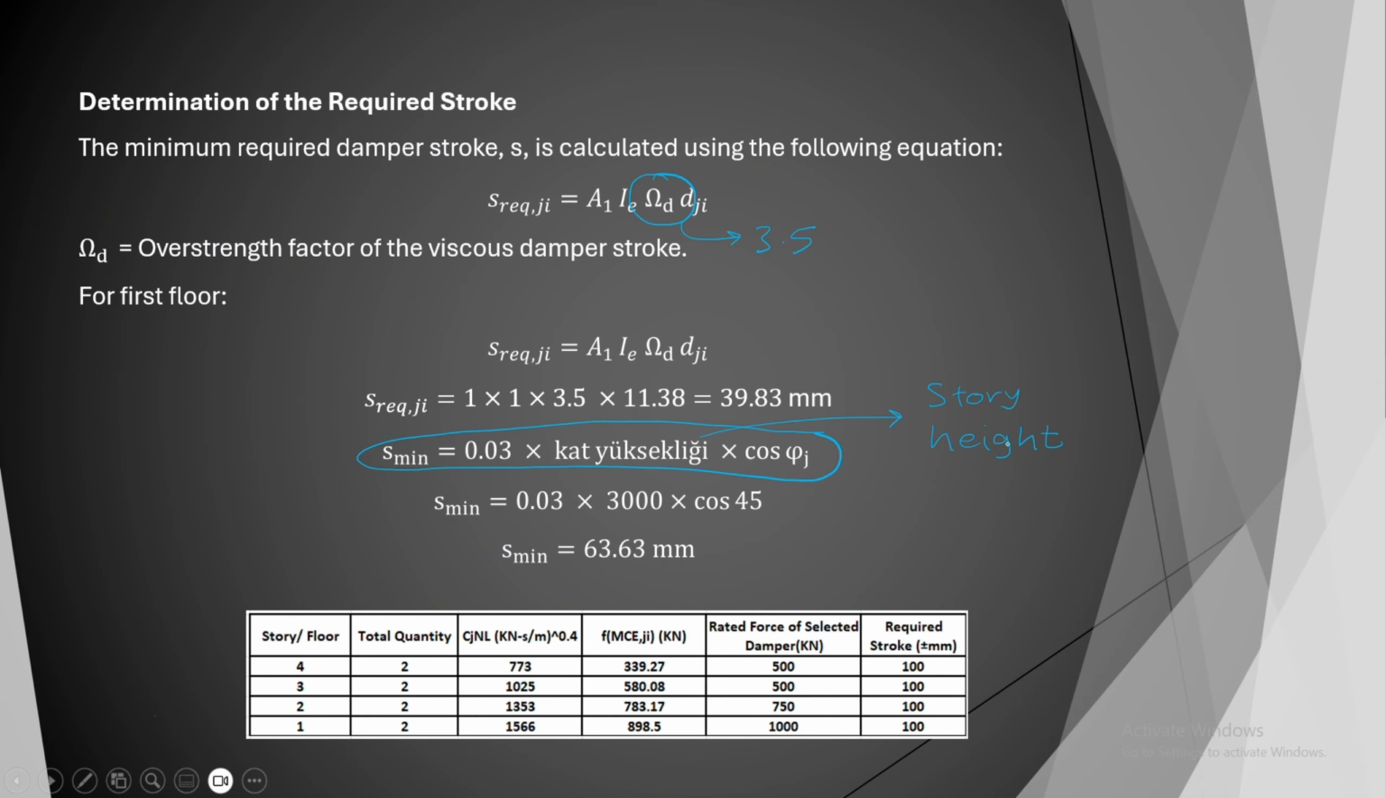The dampers are generally provided with stroke capacity in increments of 25 mm. Therefore, for this example, the manufactured dampers will be provided with a stroke capacity of 100 mm. The following table summarizes the damper properties that will be considered complete for the specification of the damper order.